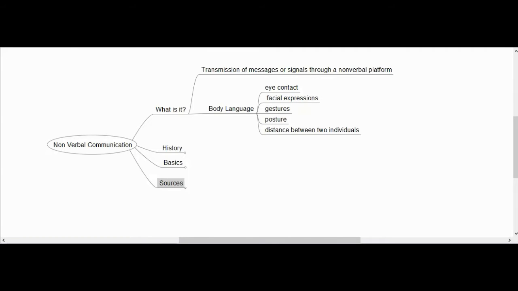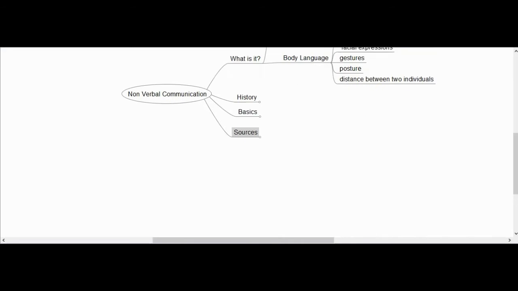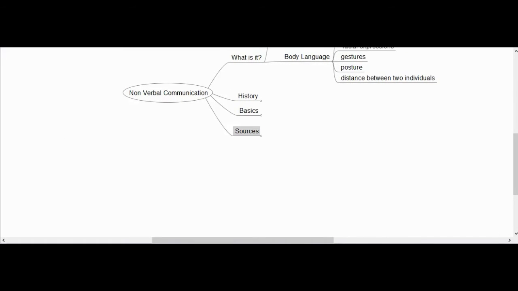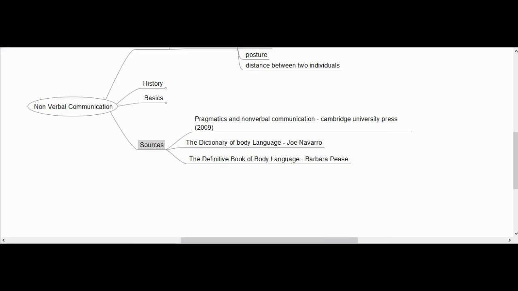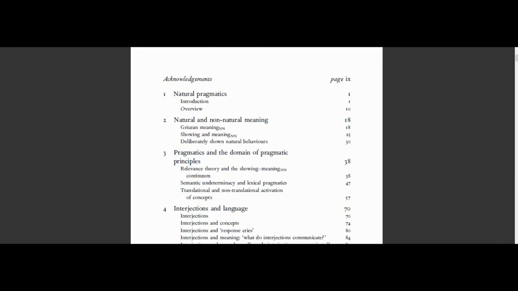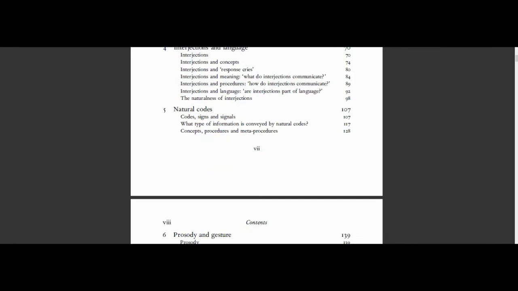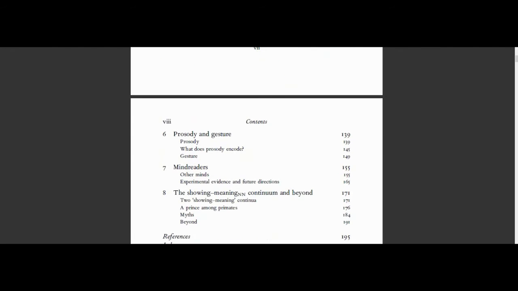So now let's look at the sources where you can find more about nonverbal communication. Pragmatics and Nonverbal Communication, Cambridge University Press. This book is basically a textbook for nonverbal communication. It's going to be similar to your science textbook in school. It's going to be a little complex. Just let me show you. This is the book.